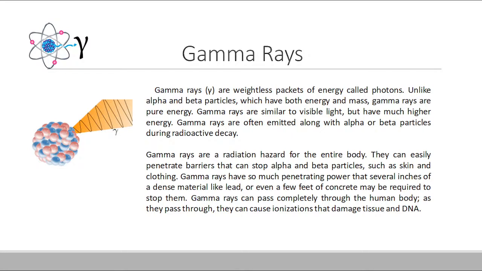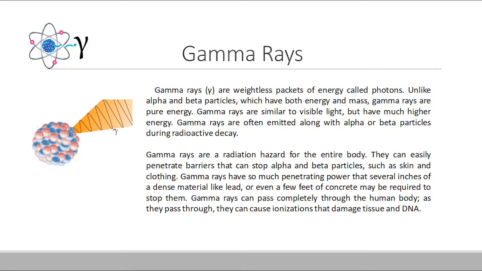Next, now that you understand alpha and beta, gamma rays. Gamma rays are weightless packets of energy called photons. Unlike alpha and beta particles, which have both energy and mass, gamma rays are pure energy. Gamma rays are similar to visible light, but have much higher energy. Gamma rays are often emitted along with alpha or beta particles during radioactive decay. Gamma rays are a radiation hazard for the entire body.